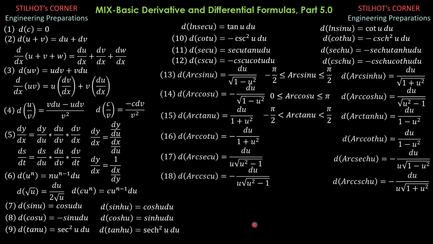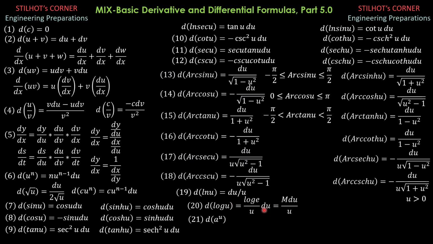Then differential of ln of u, as mentioned earlier, u should be greater than 0, that's the condition. Differential of ln of u is du over u. Then differential of log of u is log of e over u du. If we denote log of e as m, then it is m du over u. So again, log of e is denoted by some authors by capital N. But this is the original formula.